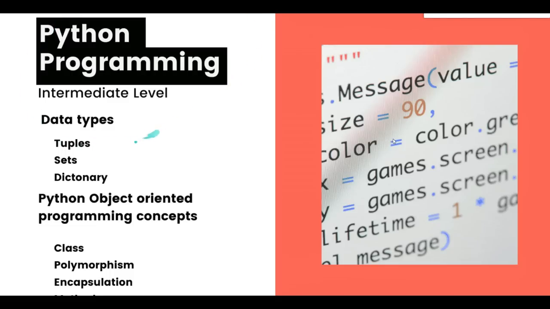On the intermediate level, we plan to discuss data types. Under data types, we are going to get a clear picture of tuple, set, and dictionary. Also, we are going to cover the main concepts of object-oriented programming, where I will clearly explain class, polymorphism, and encapsulation methods.